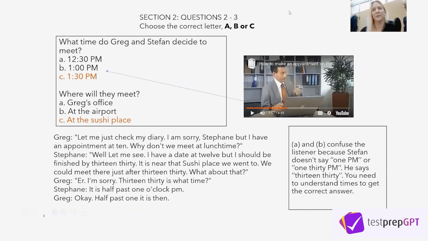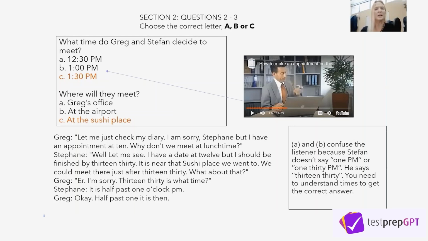Okay, how did you get on? Did you understand the times? It's a little bit tricky because in the answers we see 12:30 p.m., 1 p.m., and 1:30 p.m. about the time that Greg and Stefan decide to meet. However, in the audio, Stefan uses the word 13:30, which also means 1:30, but it's not obvious to Greg. And so it's a little bit tricky to catch that. So keep your ear out for detail during the listening audio.